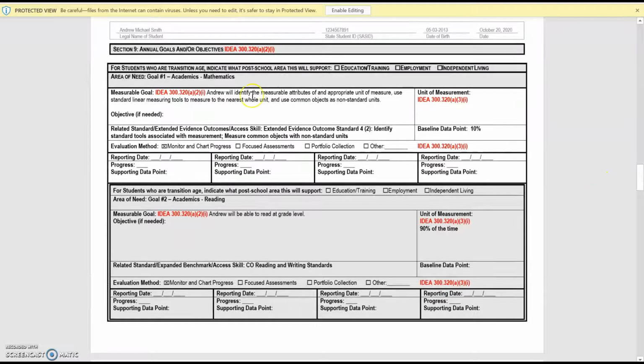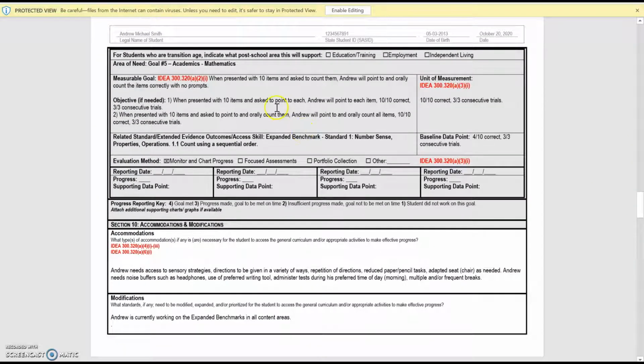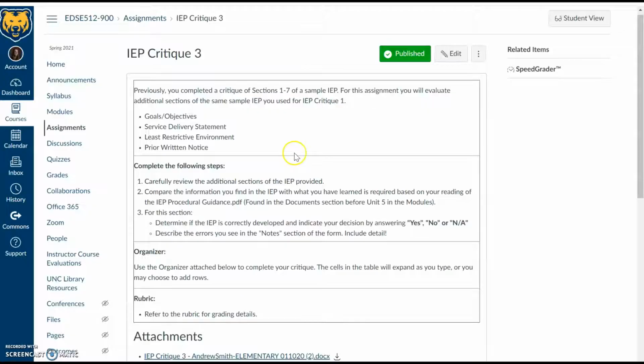Moving down to section 9, that would be the annual goals or objectives section. So you'll see that there is a goal written here for math for the student, and then there are several different areas that may or may not be filled out. That's a little hint for you. We got the baseline data point here, for instance, and the evaluation method checked off for us. And the goal is here for Andrew's reading. Again, I didn't say this was a good goal. That's why we're doing a critique, okay? But this is the goal and objective section. And here we'll see a math goal as well. So we have 3 goals that we can observe.